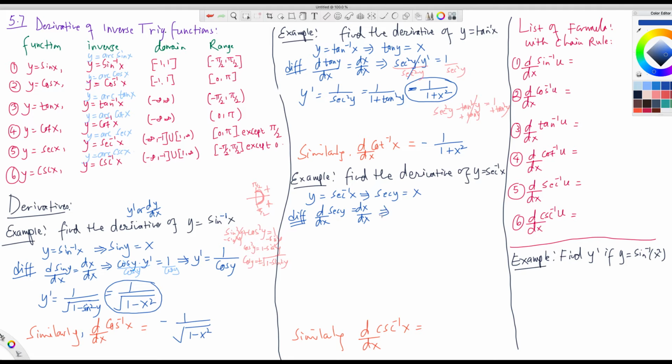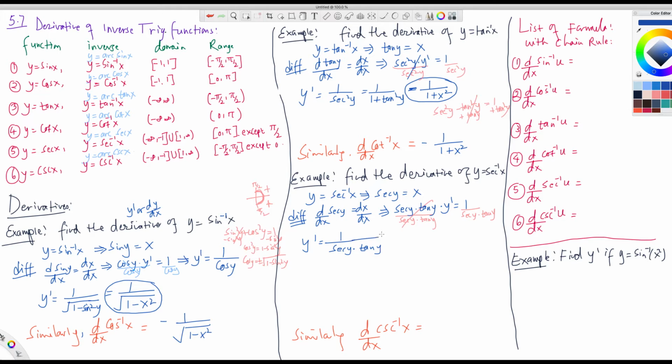Now see, for the secant, the y and x don't match. So if you do that, the derivative formula will be secant y times tangent y times y prime equals 1. Now what I want to do next is divide by secant y times tangent y, secant y times tangent y. Okay, and then that will cancel out. So what you get is y prime equals 1 over secant y times tangent y.